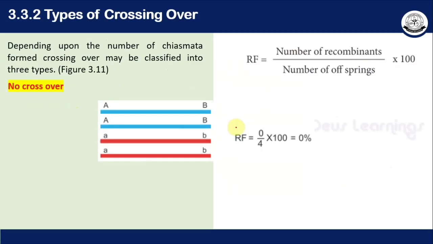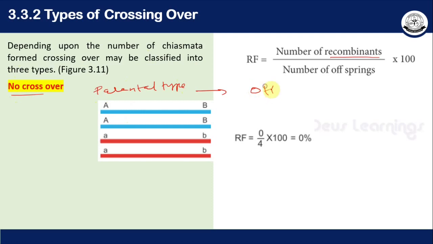Then let's see the next one, types of crossing over. Remember the recombinant and parental types we already saw in the last diagram. Based on that, crossing over is classified into 3 types. First, no crossing over, so it is the parental type. How will the parental type be?